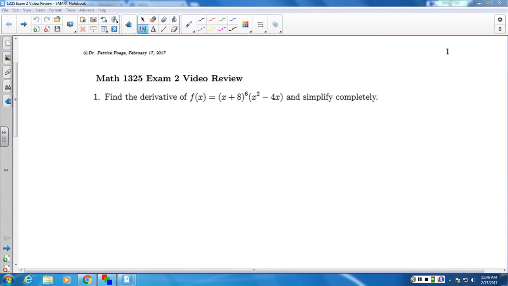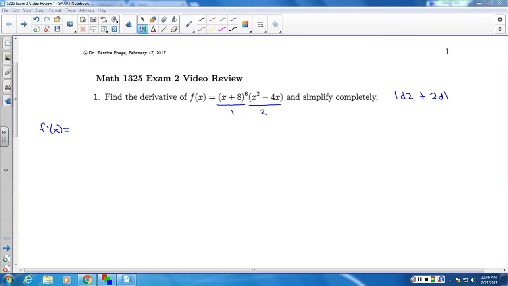Okay, this is a review for Exam 2, Math 1325. The first problem we're going to do is take the derivative of this product, and we're going to simplify completely. So this is a product. There's two x terms being multiplied together. So we are going to do the product rule, which says 1d2 plus 2d1.